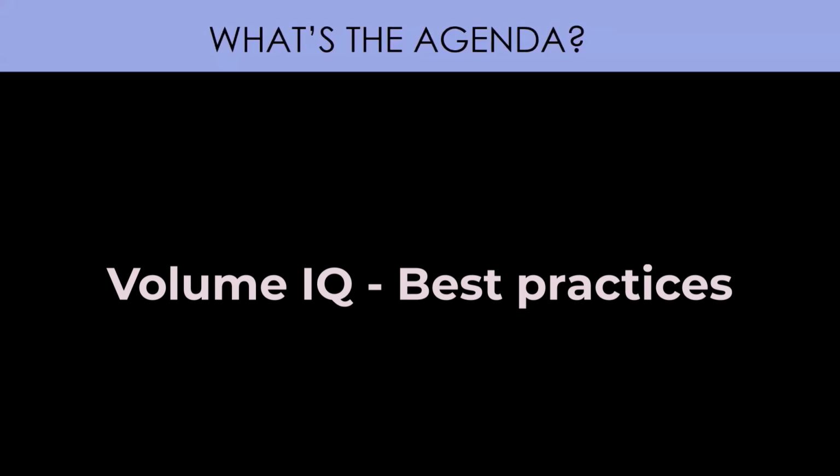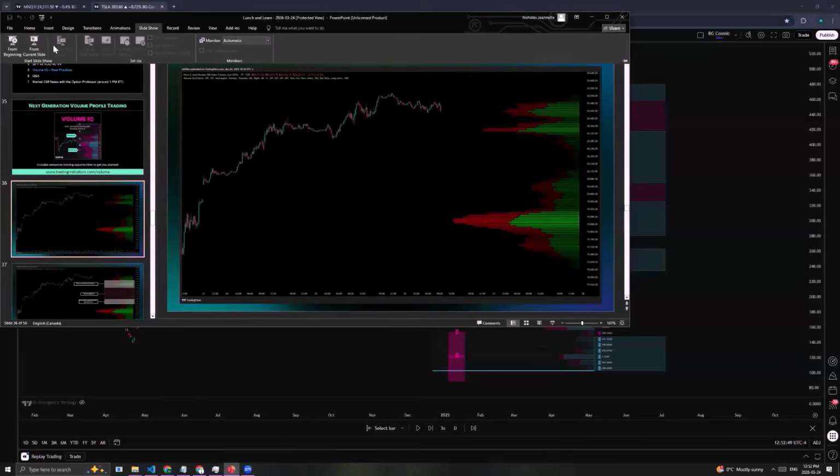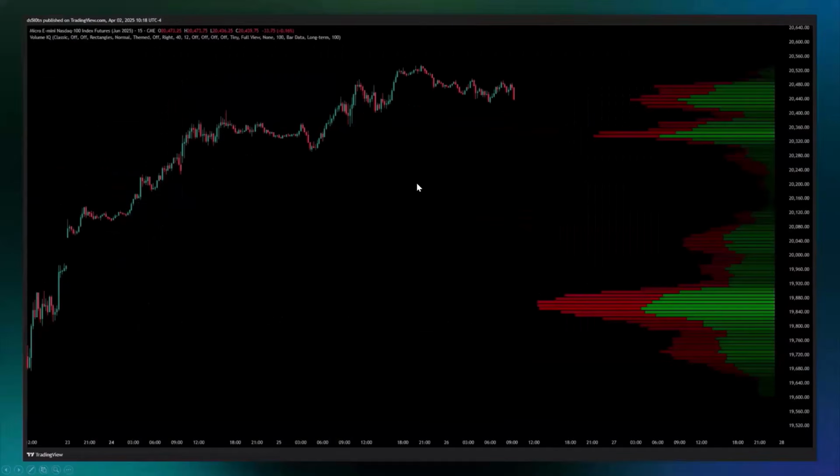Volume IQ, and some of the best practices. What we're going to talk about today are a couple of best practices, but we're going to start off talking about the action zones. And we have a new feature being released, not just a nice little convenience feature, that we're going to talk about for Volume IQ.